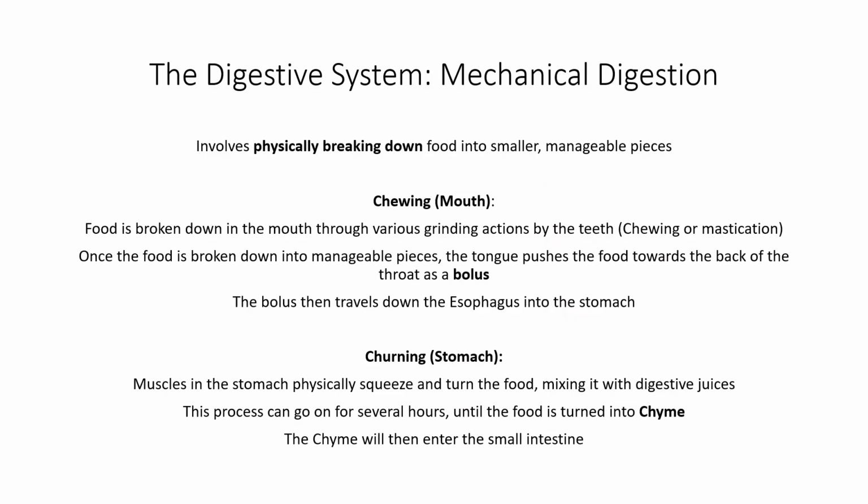Let's talk about the two different types of digestion. The first one we're going to talk about is mechanical digestion. Now, simply put, mechanical digestion involves physically breaking down food into smaller, manageable pieces. There are a few different places that this happens. The first and most obvious one being the mouth and chewing.